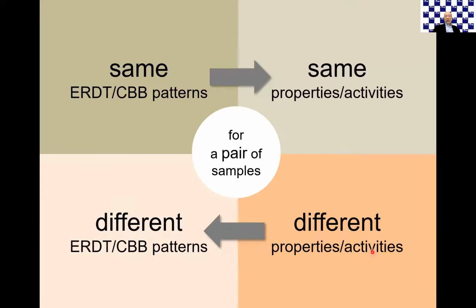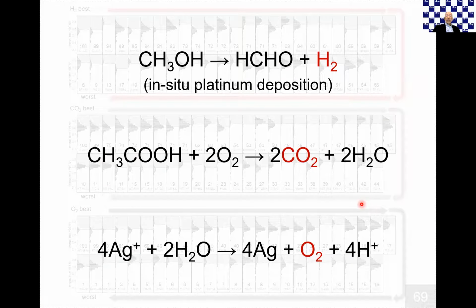So it is possible to check the similarity, and by checking this, we can discuss how the property of activity depends on the structure. The other important point is related to the photocatalysis. There is no guarantee that similar activity gives the similar ERDT CBB pattern.